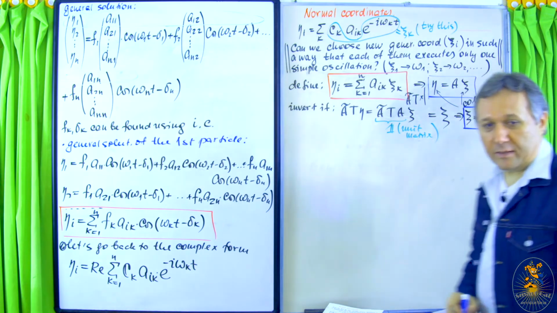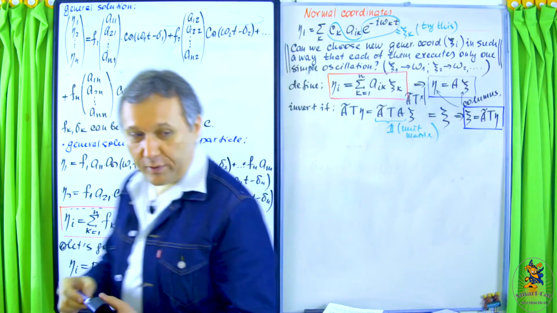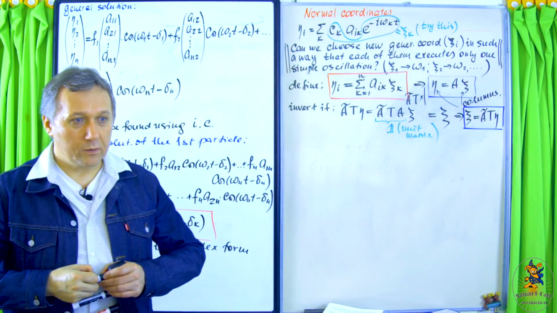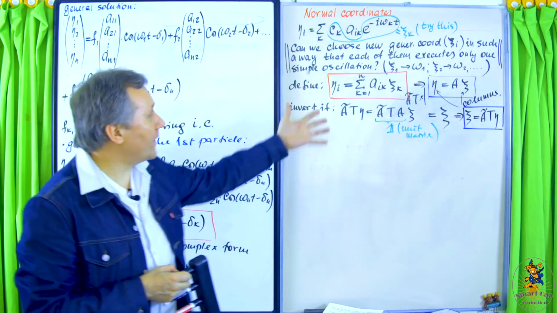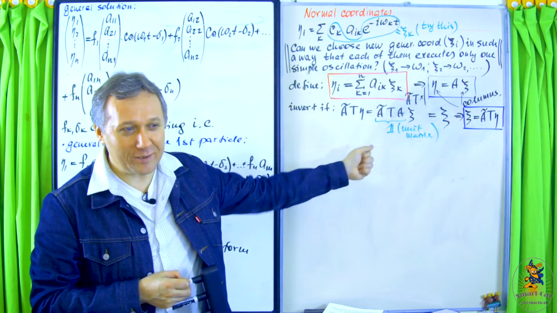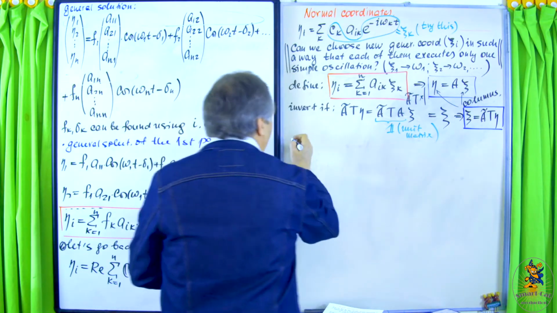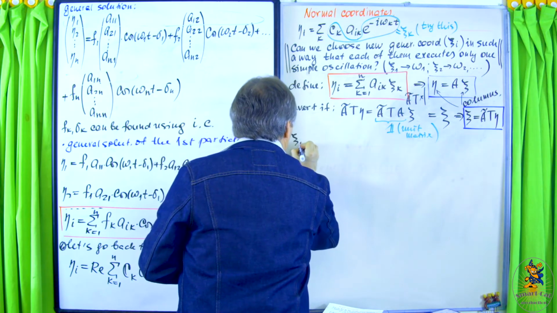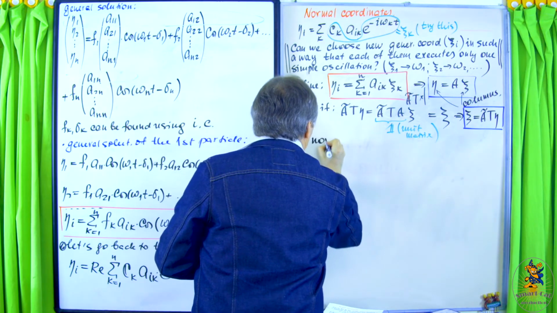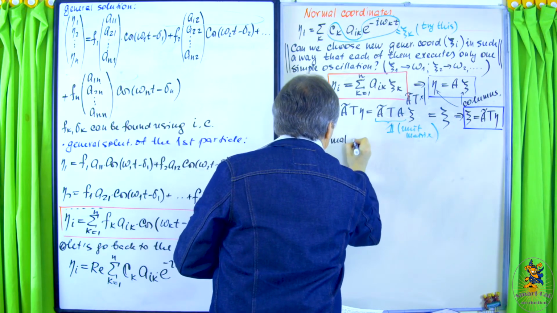So that's how we can find normal coordinates. Actually, I defined psi, but I didn't write down that these are normal coordinates. Okay, let me write it down. So, the psi i's are normal coordinates.